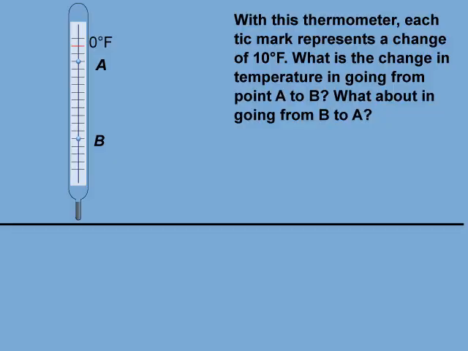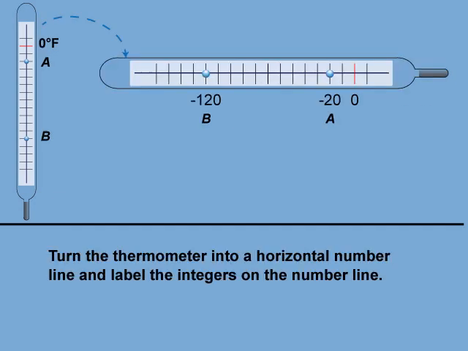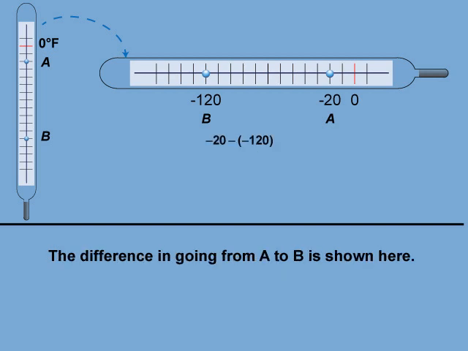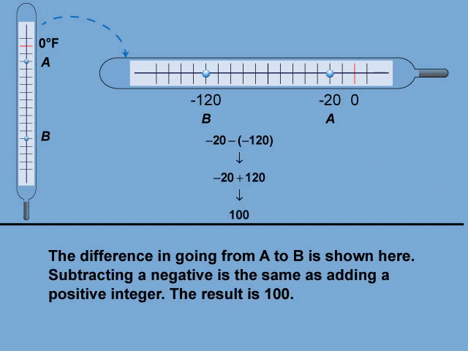With this thermometer, each tick mark represents a change of 10 degrees Fahrenheit. What is the change in temperature in going from point A to B? What about in going from B to A? Turn the thermometer into a horizontal number line and label the integers on the number line. The difference in going from A to B is shown here. Subtracting a negative is the same as adding a positive integer. The result is 100.